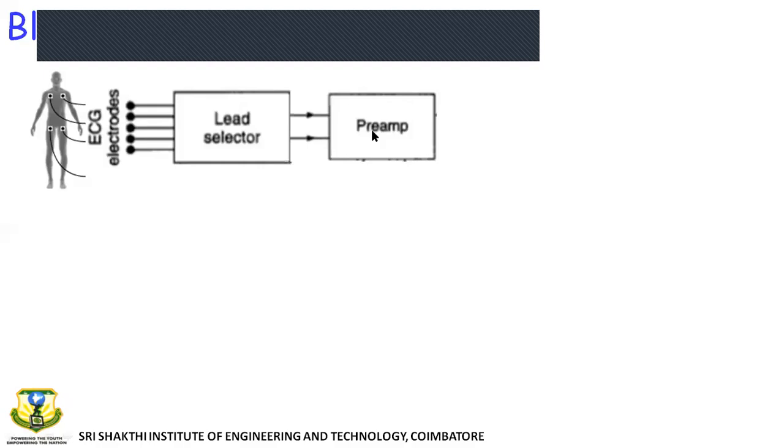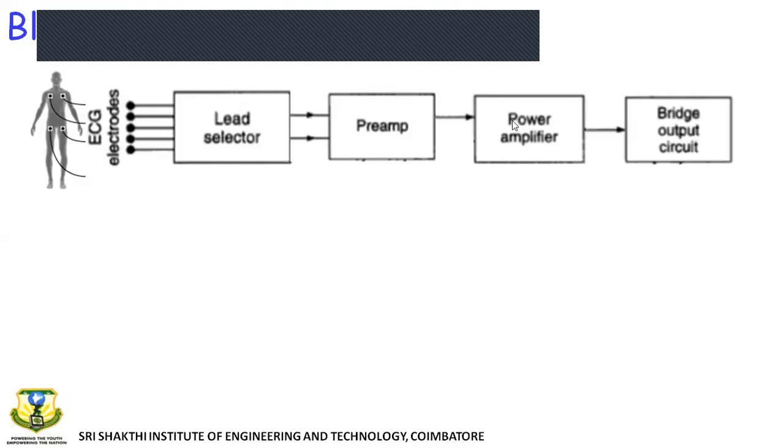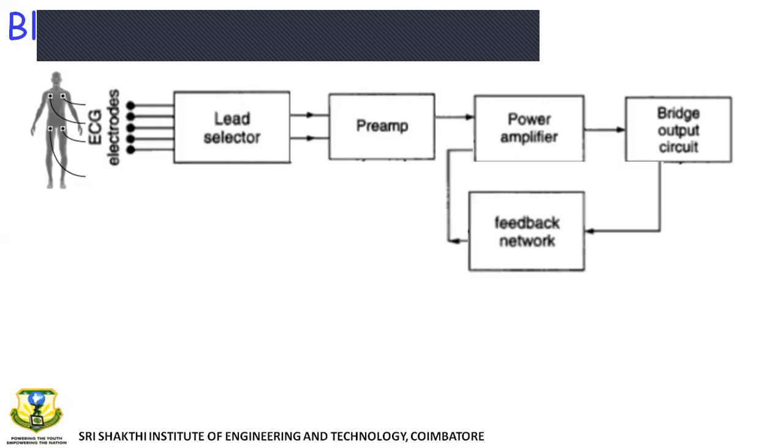Following this pre-amplifier will be a power amplifier. We have seen power amplifiers in the electronic circuits 2 subject in the fourth semester. It will be class A, class B, class C and class D. Especially here, it will be a class B push-pull amplifier. Class B push-pull demands two inputs, right? One input is from the electrodes. There is another input. I'll tell you about the bridge. The other input is from the feedback network, from the bridge circuit.